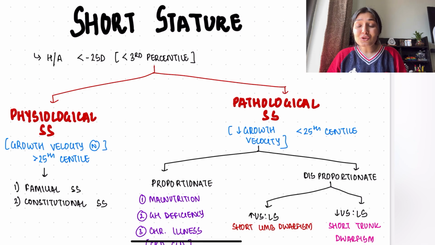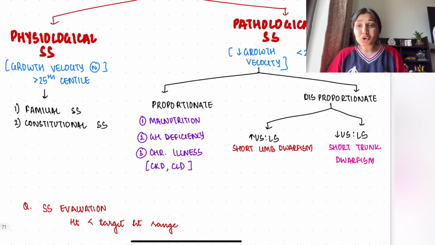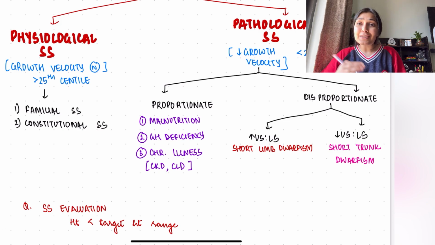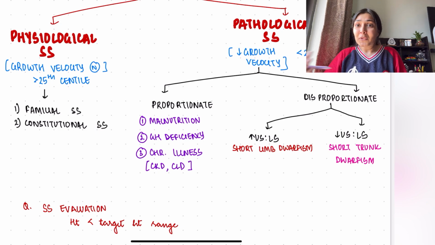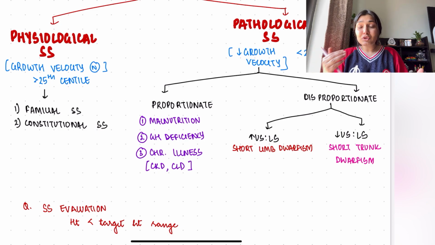Now this short stature could be either physiological short stature or pathological short stature. What do I mean by physiological short stature? Physiological short stature is that short stature where the growth velocity curve, that is the increase in the height per year, is going to be normal. It's going to follow a normal curve. It would be more than 25th centile, right? Whereas in pathological short stature, the growth velocity would be lesser than the normal range. It would be less than 25th centile.